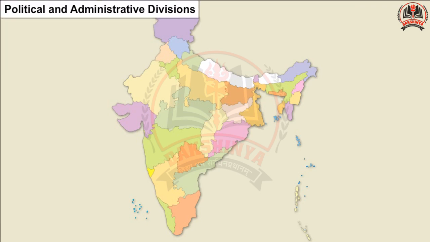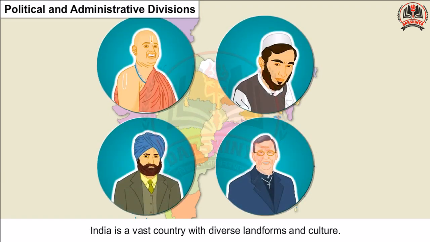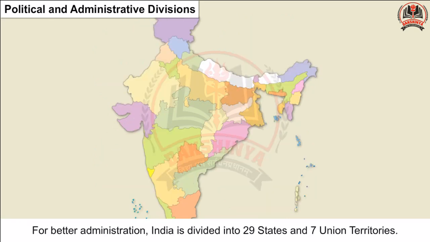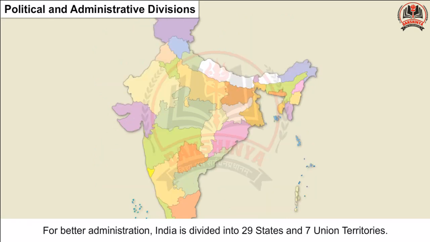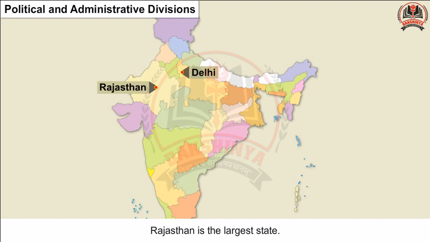Political and administrative divisions. India is a vast country with diverse landforms and culture. For better administration, India is divided into 29 states and 7 union territories. Delhi is the national capital. Rajasthan is the largest state. Goa is the smallest state.